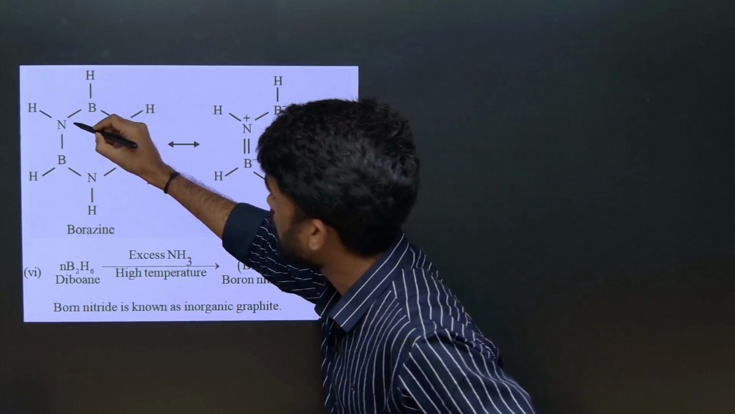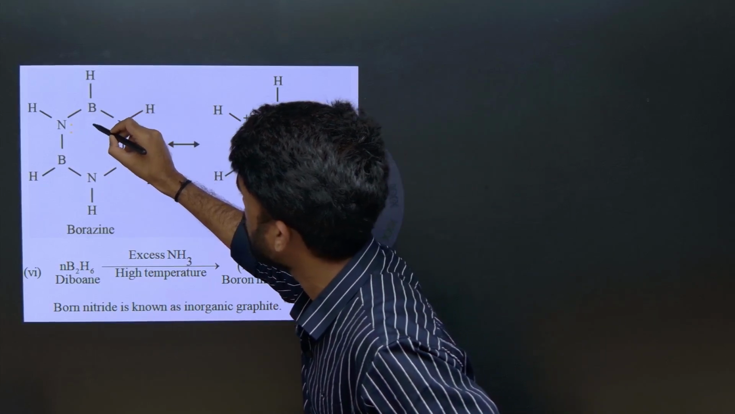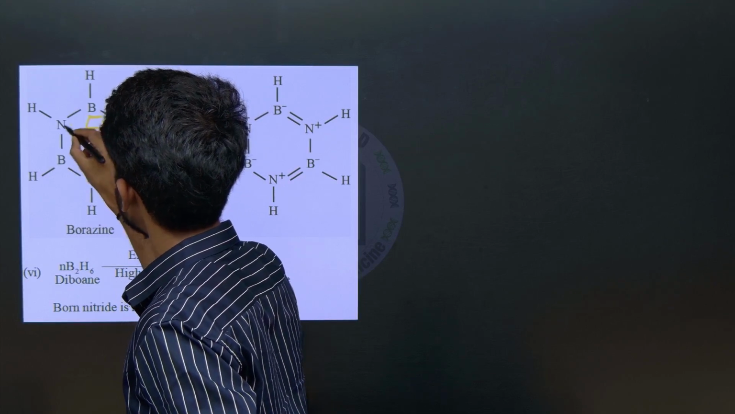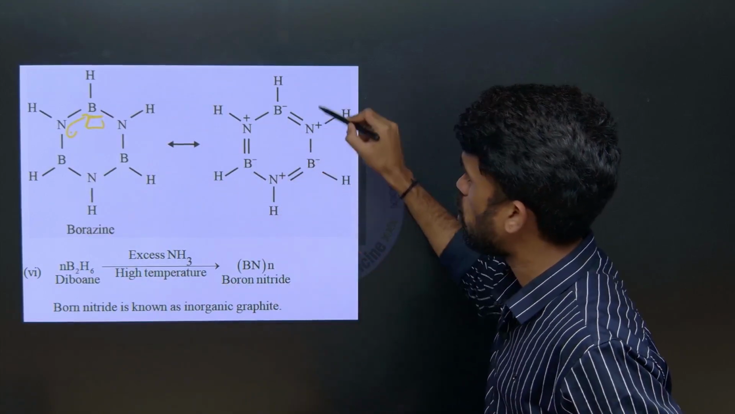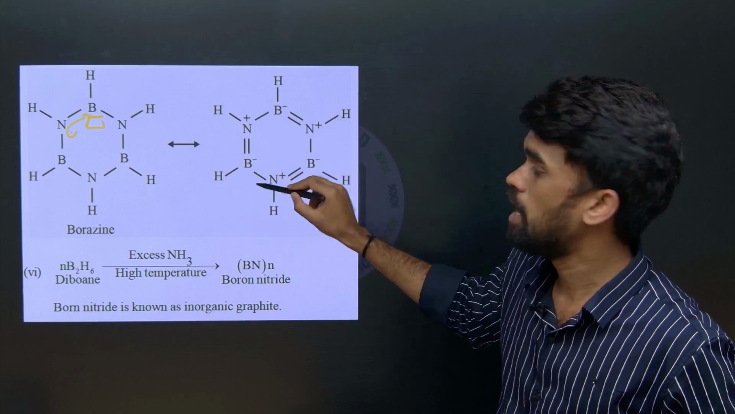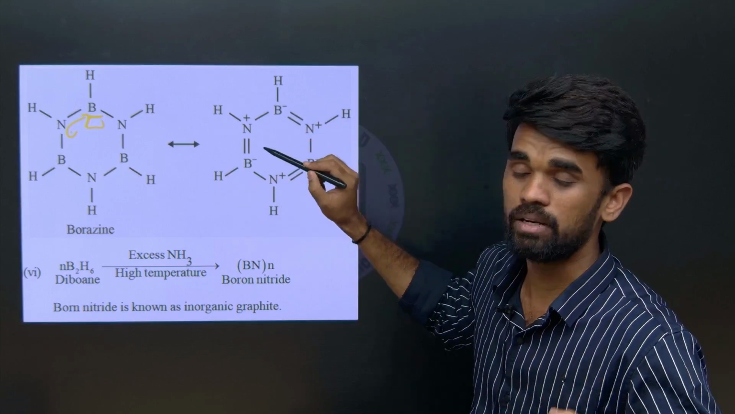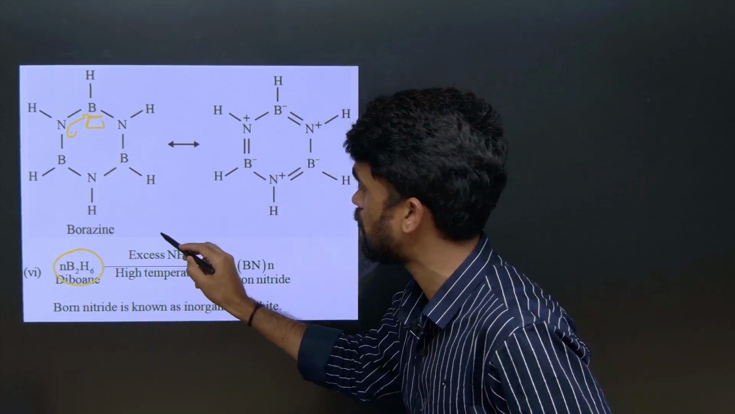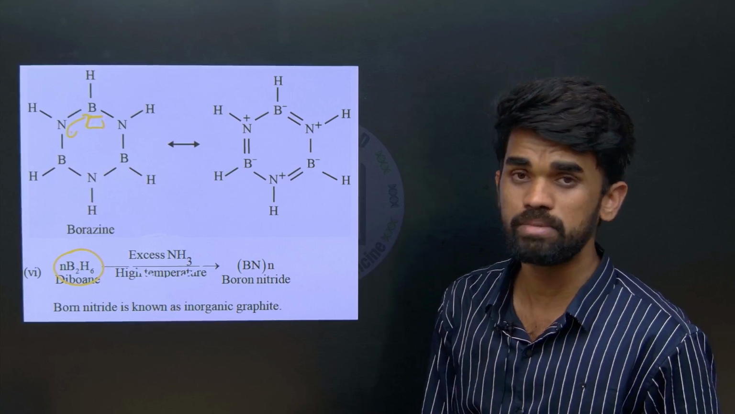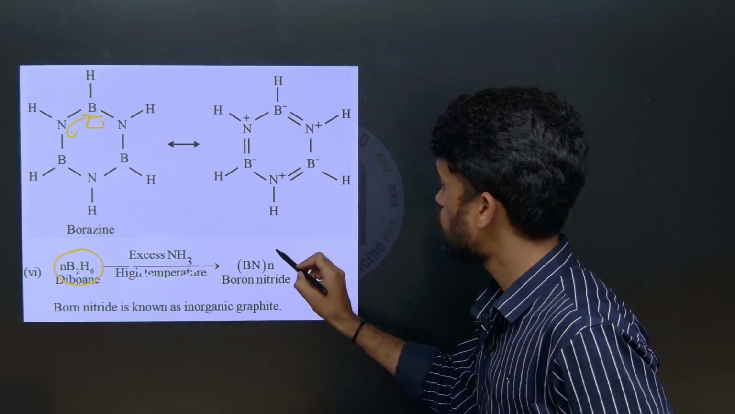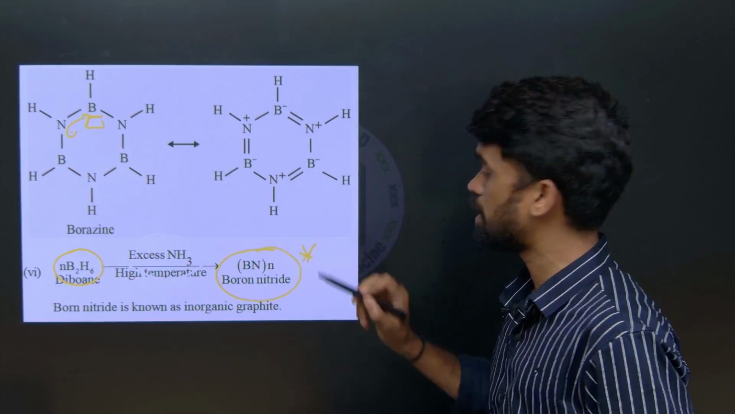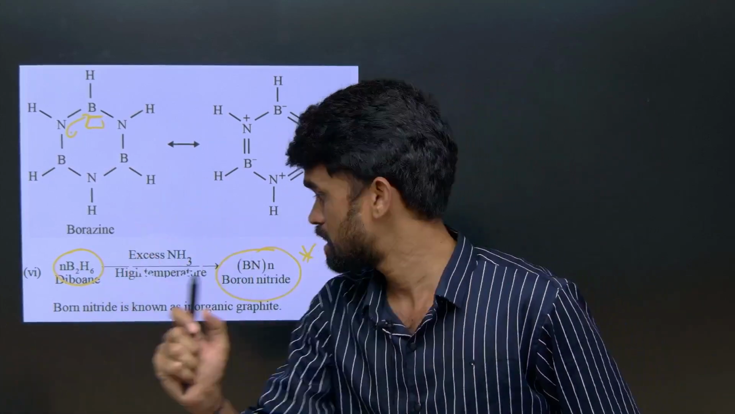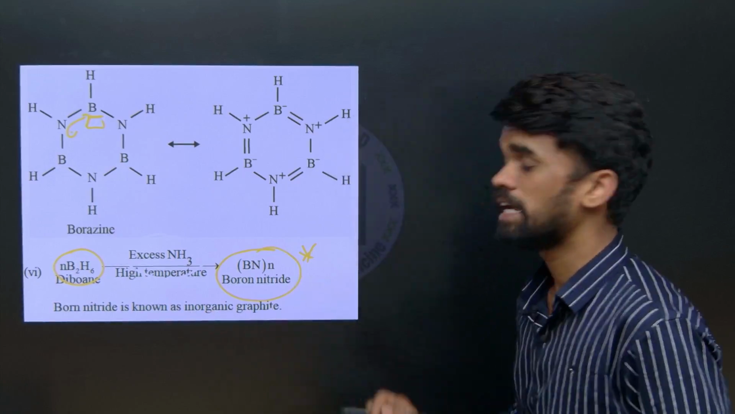So we can write, on nitrogen we have non-bonding electrons, on boron we have an empty orbital here. To this empty orbital, the nitrogen will donate electrons and form a pi bond like this, which is isoelectronic and isostructural with benzene. Now when diborane is heated with excess ammonia gas, it forms boron nitride. This boron nitride will have a structure similar to what? Graphite. It will have a graphite-like structure.